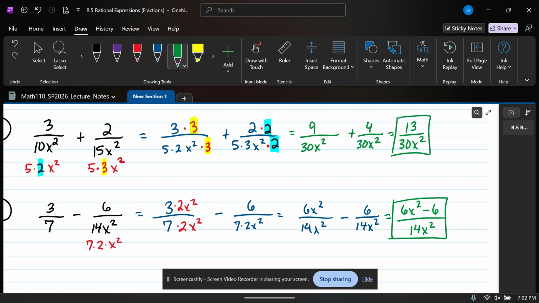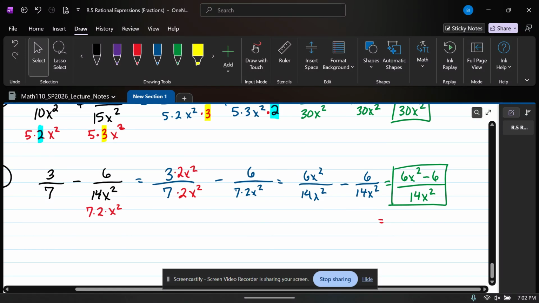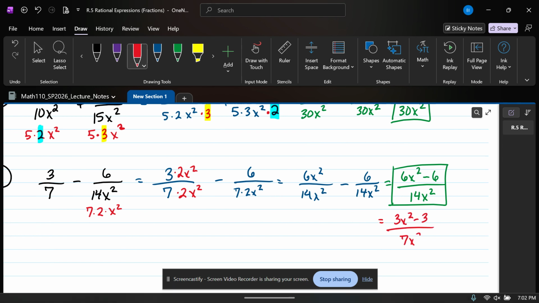What do all of those numbers in that problem, the 6x squared, the 6, and the 14, all have in common? They're all divisible by 2. So I could simplify this one more step by dividing everybody by 2. So that would be 3x squared minus 3 over 7x squared. So I could simplify my fraction just a touch, not much, but enough to say that there was something I should have done out of that.